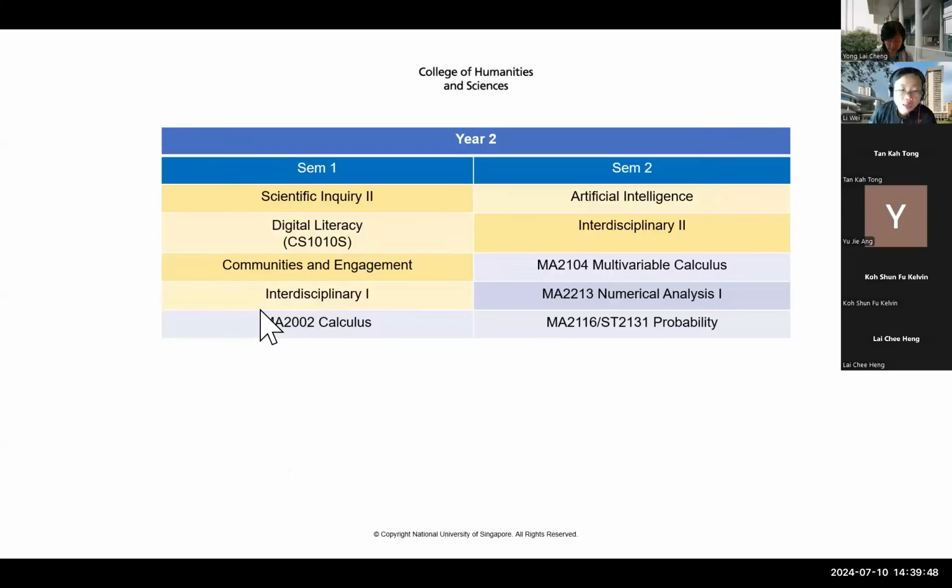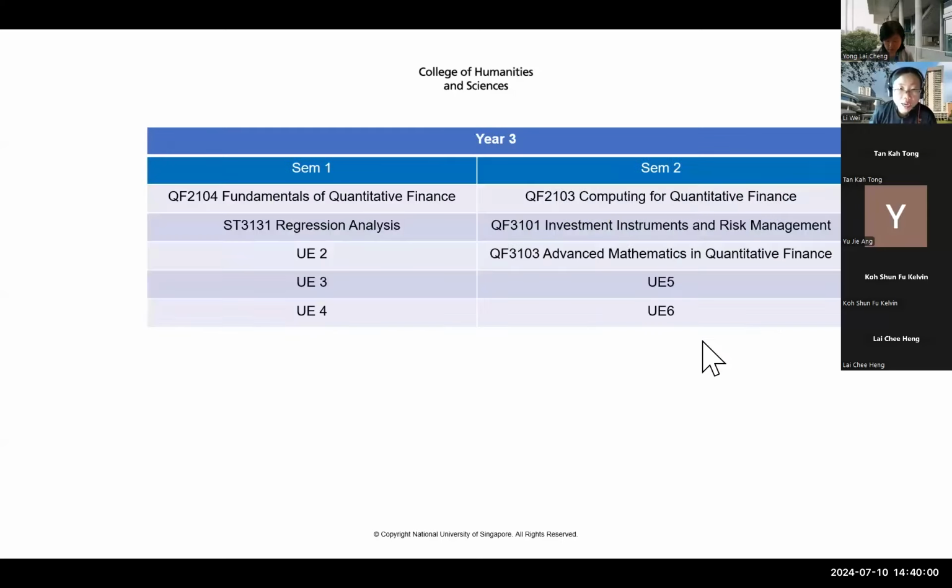And for the math and QF courses in year 2, you can take calculus. And after that, you can take the multivariable calculus, numerical analysis, and probability. And then you are ready for more QF courses in year 3. So QF 2104, 2104, and SD 3121. And in semester 2, you will have more QF courses, QF 2103, QF 2101, and QF 2103.